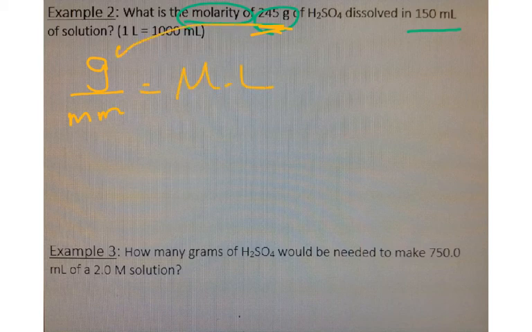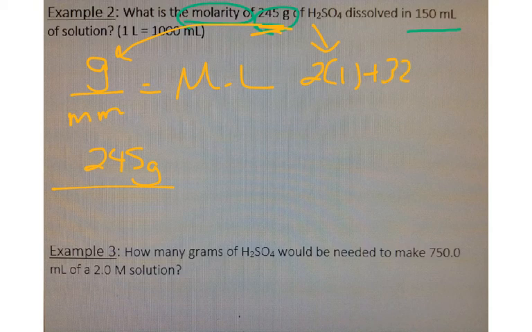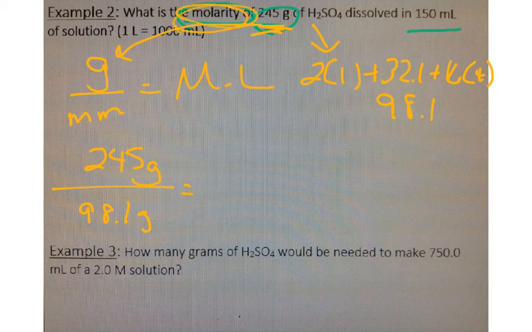So in this case, my grams is 245, so I'm going to put in 245 grams divided by my molar mass. So I need to figure out the molar mass of H2SO4, which is 2 times 1 plus 32.1 plus 16 times 4. So when I multiply that out, I get 98.1. So my molar mass is 98.1 grams. That is equal to my molarity, which is what I'm trying to solve for, so I'm going to put a capital M there. And that is times liters.